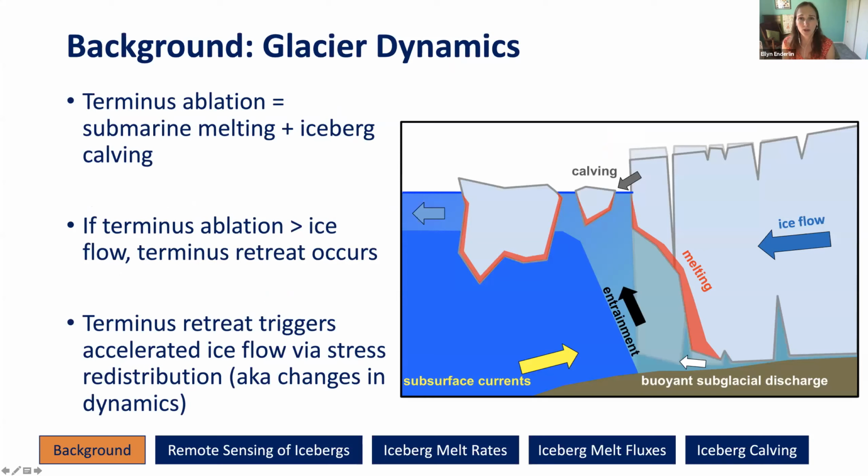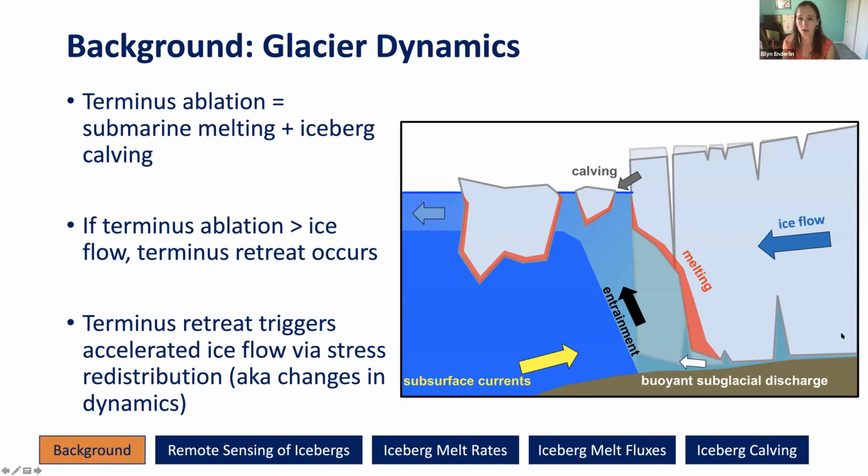And now I'm really interested in right where these glaciers meet the ocean. And so I want to see what is going on in this process that is called terminus ablation. And that is the combination of submarine melting, that's melting below the waterline, and also iceberg calving.